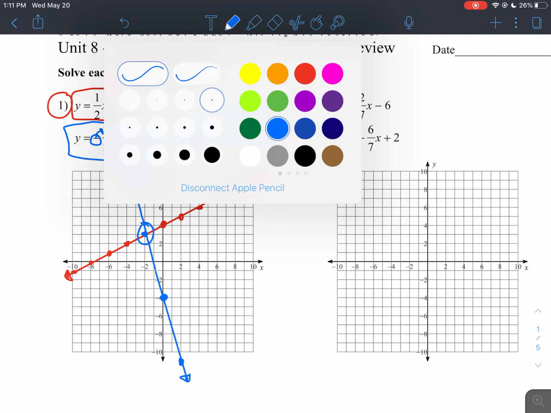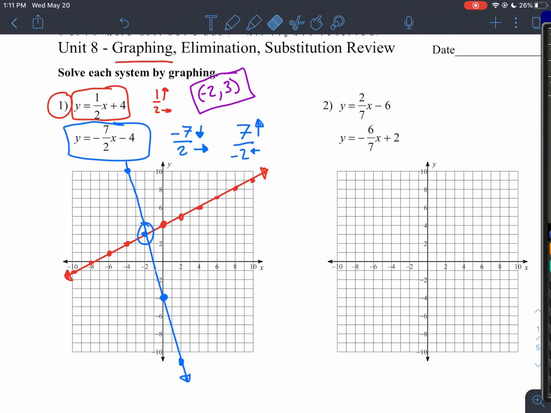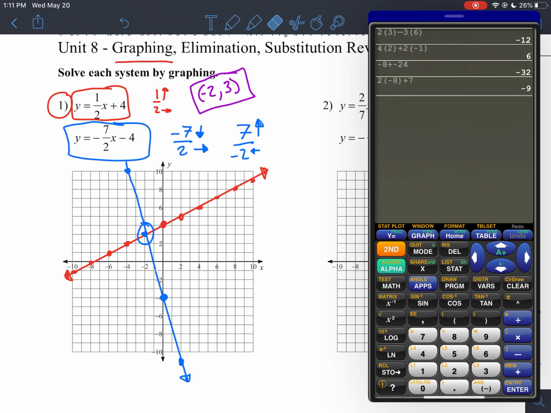these cross. And if we look at that, we can say that this point is going to be 2 to the left, so it's going to be -2, comma, 3. Whoops, -2, 3. So what would happen if we were to type these into the equations just to double check to see if they come out correctly?